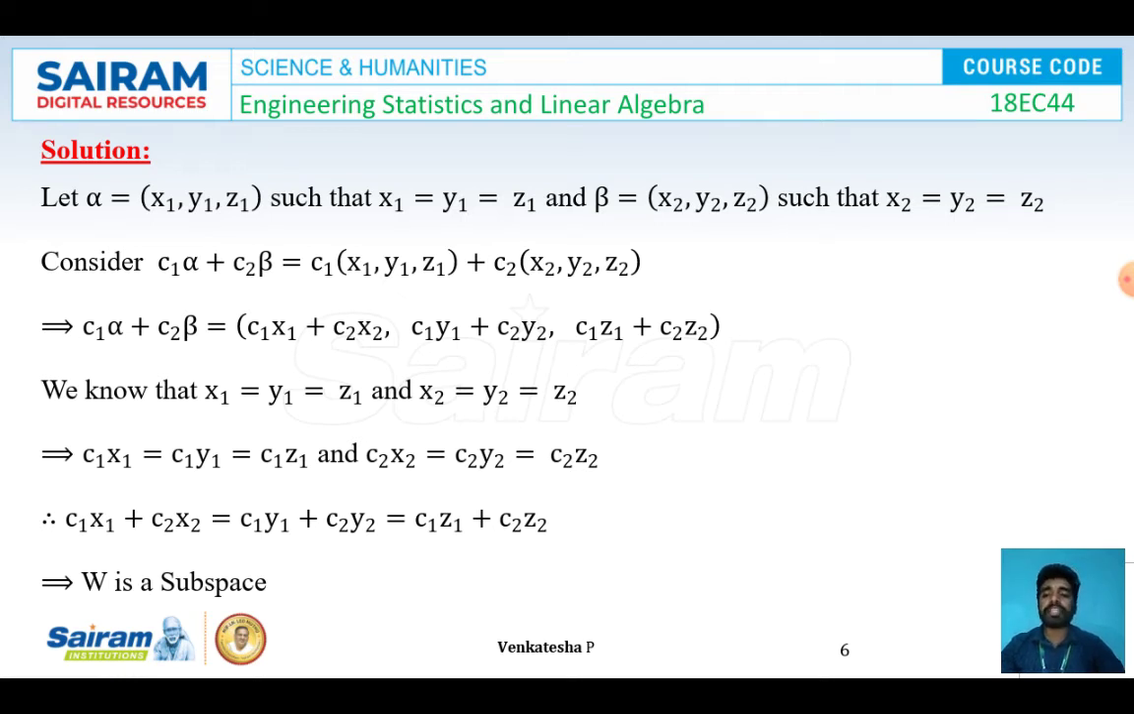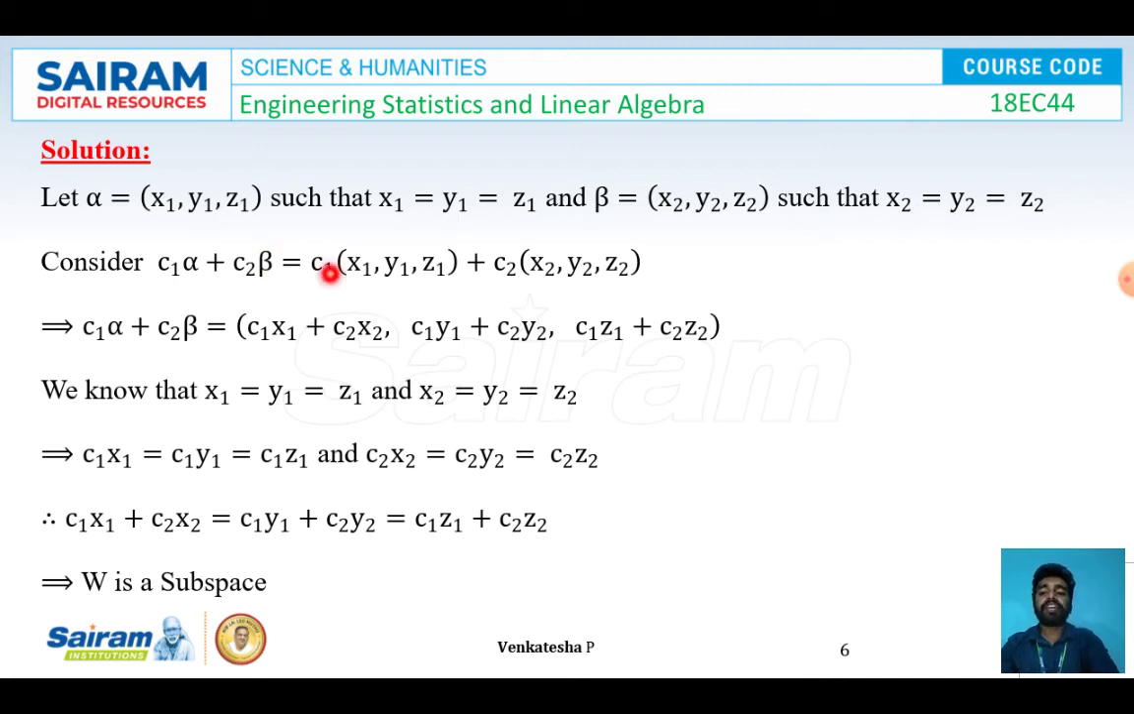Now I am going to consider C1 alpha plus C2 beta, and I am going to prove that this C1 alpha plus C2 beta belongs to W. It means that all the components of C1 alpha plus C2 beta must satisfy the condition that the first component equals the second equals the third. So in the place of alpha and beta, I am taking alpha as (x1, y1, z1) and beta as (x2, y2, z2).